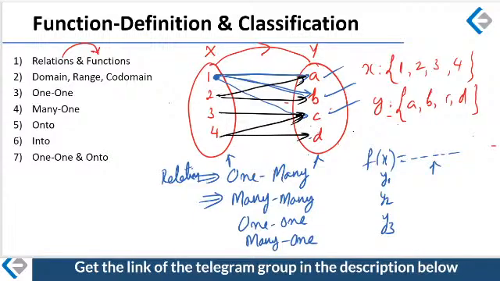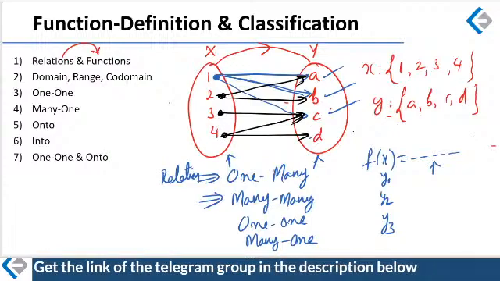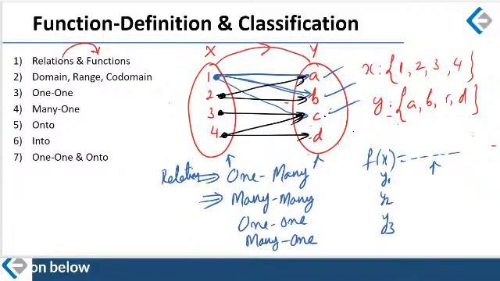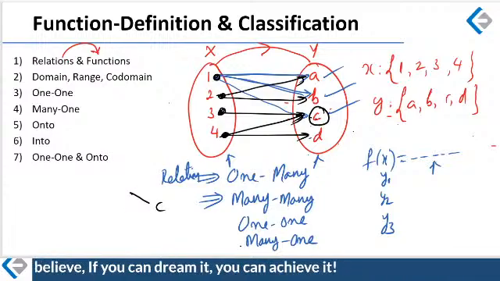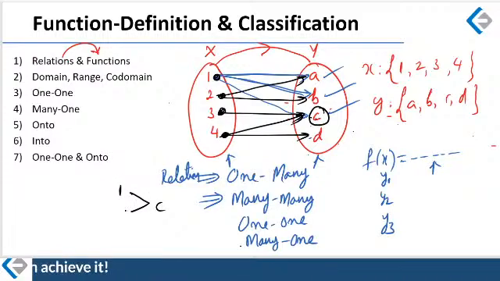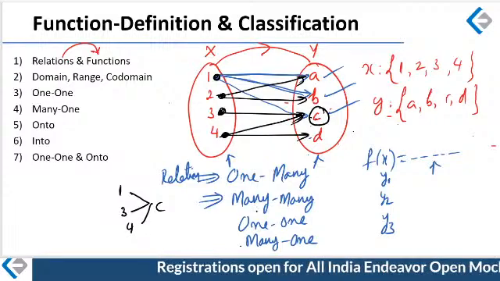In the sense, if you look at 2, it has 2 mappings. 3 has only one mapping. 4 has 2 mappings. Many to many, which means if you look from the perspective of C, C has 3 mappings. C is mapped with 1, C is also mapped with 3, C is also mapped with 4. If you look from C's perspective, going backward, C is mapped with 1, 3, and 4. Therefore, I'm calling this many to many.